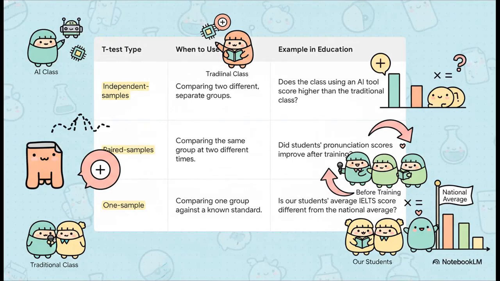Okay, so if you're just comparing two groups, the t-test is absolutely your best friend. This table lays it all out. If you've got two totally separate groups, say a class using an AI tool versus a traditional one, that's a job for an independent samples t-test. But what if you're measuring the same group twice, maybe a pre-test and a post-test, to see if their scores improved? Well, that's a paired samples t-test.